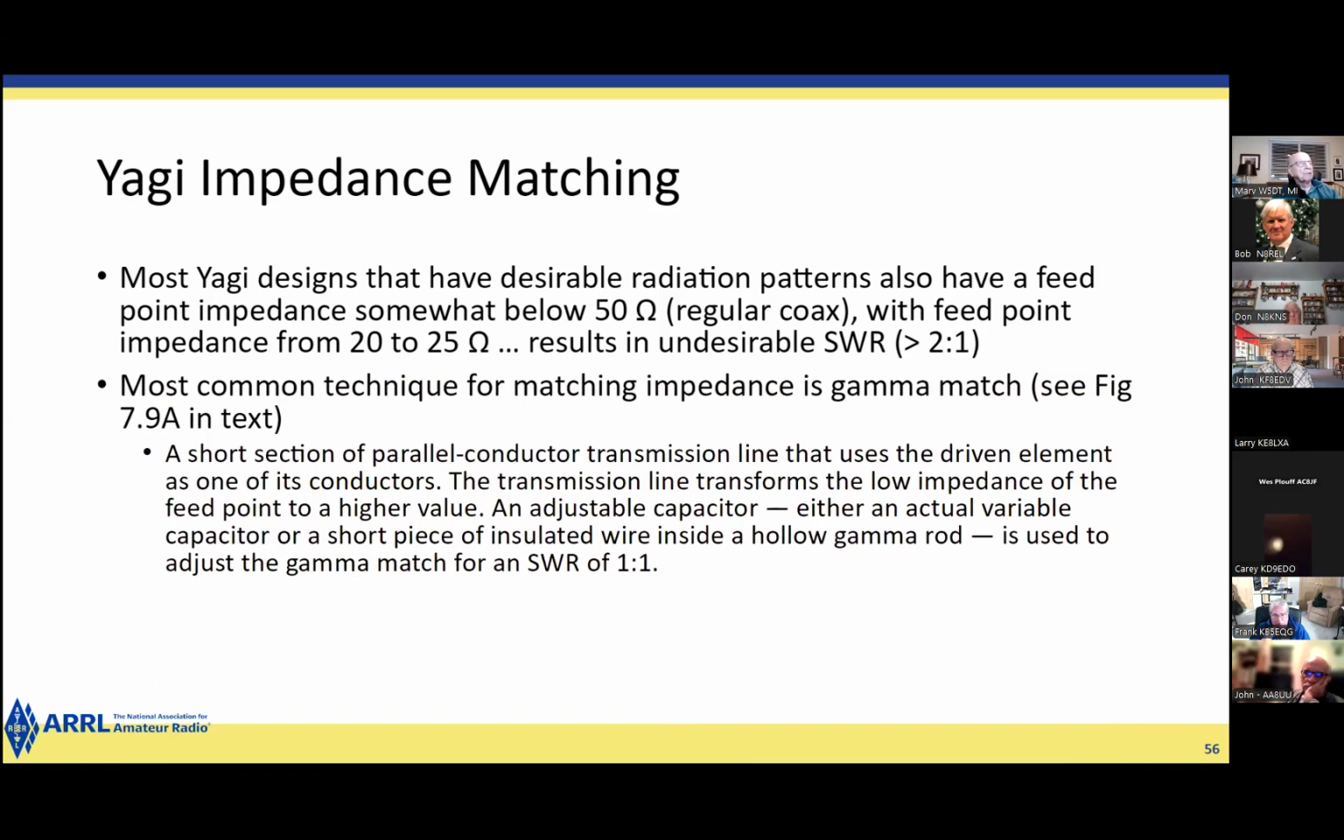The most common technique for matching impedance is a gamma match. This is a short section of parallel conductor transmission line that uses the driven element as one of its conductors. The transmission line transforms the lower impedance of the feed point to a higher value. And an adjustable capacitor, either an actual variable capacitor or a short piece of insulated wire inside a hollow gamma rod, is used to adjust the gamma match for an SWR of 1 to 1.